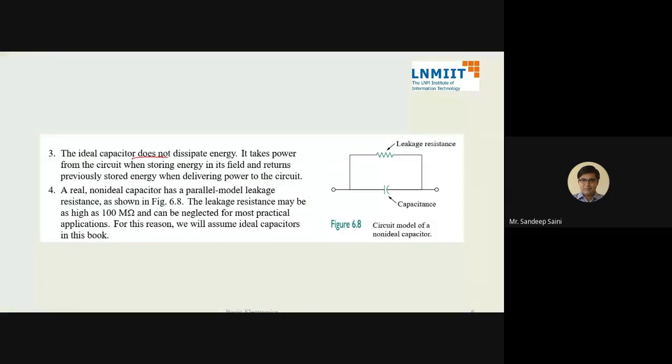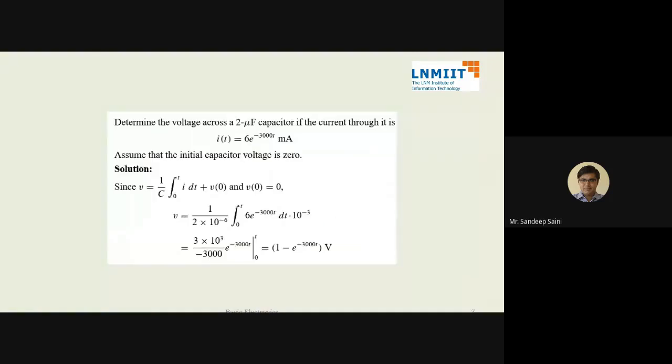An ideal capacitor does not dissipate any energy, but if you take a non-ideal capacitor, then there is a parallel leakage resistance of very high value, in mega ohms. Okay. So there is a very simple question. You would have done a lot of such questions earlier. Determine the voltage across a 2 microfarad capacitor if the current is this.